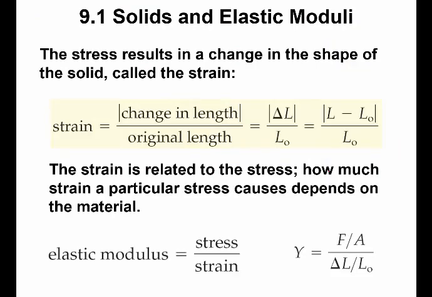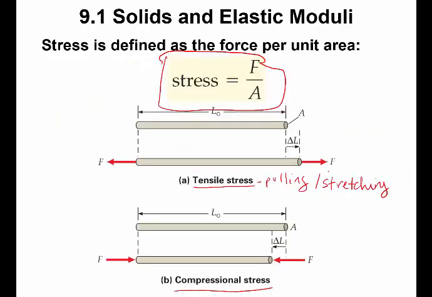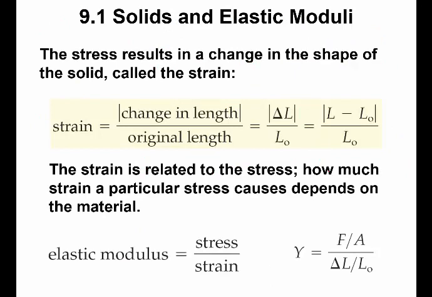When we talk about solids, we also talk about elastic moduli. So stress results in a change in the shape of the solid. And so we have already looked at that picture, where we talked about delta L and L initial, which is L0. And so here we just see that as a measure of strain. So if we know the change in length, which is final minus initial, just like all of our changes, and we divide it by the original length of our solid, then we can calculate the strain.